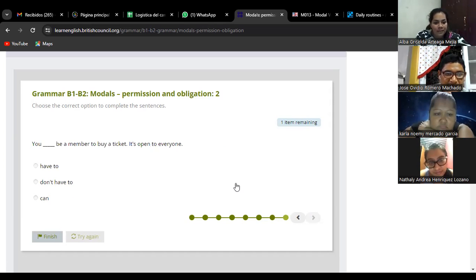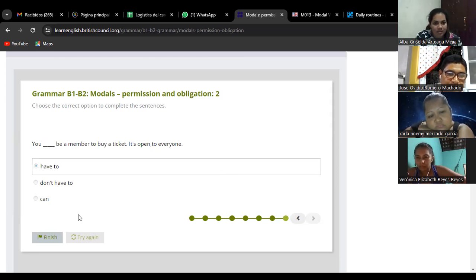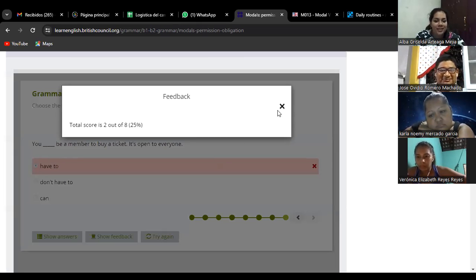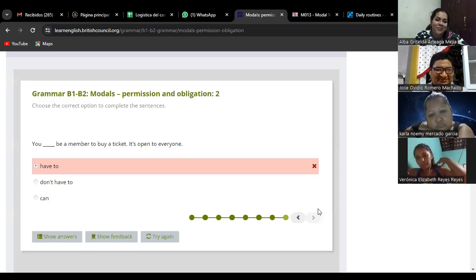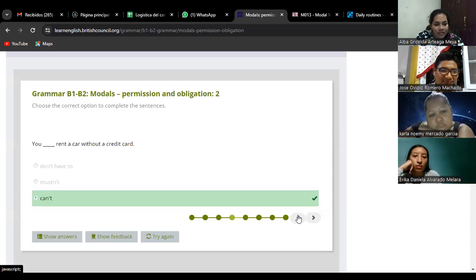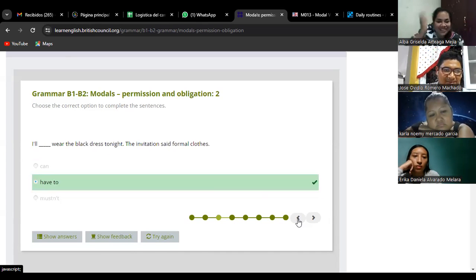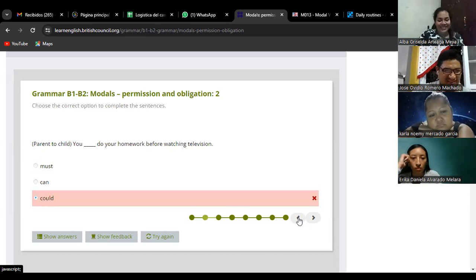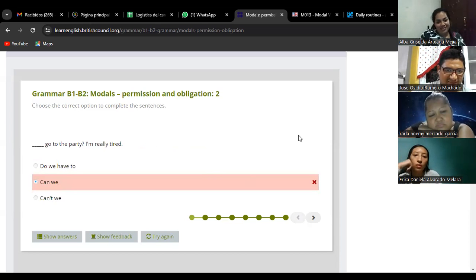¿Y esta? Esta es la que estábamos viendo, ¿verdad? You have to, me habían dicho. Así, ¿verdad? Vale. Okay. ¿De quién era esta? Salió la buena, la mía, teacher. Ya, ya ve. Esta también es la mía. La de Ovidio. Congratulations.